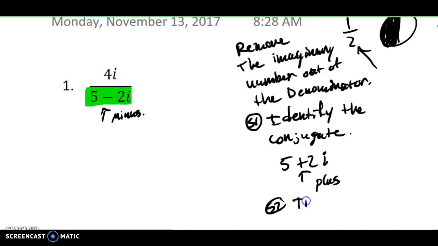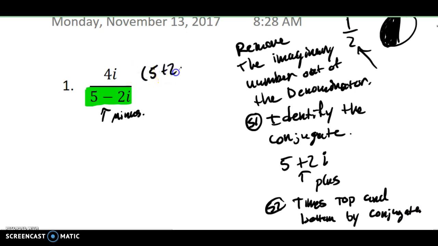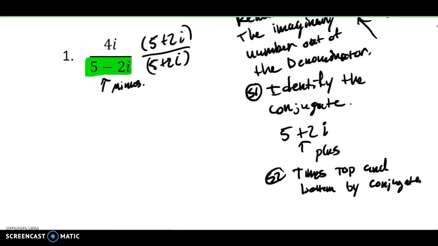Step two, we times top and bottom by the conjugate. Okay, so we're going to times the top by 5 plus 2i and the bottom by 5 plus 2i. We can do that because that's just 1. If we do 5 plus 2i divided by 5 plus 2i, it's 1. So we're actually just multiplying this fraction by 1. And so what that's going to do is we're going to distribute on top, and we're going to FOIL here. So we're going to FOIL the denominators, if you need help with that.